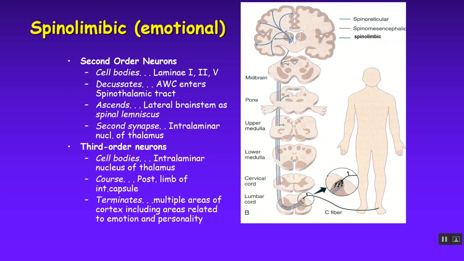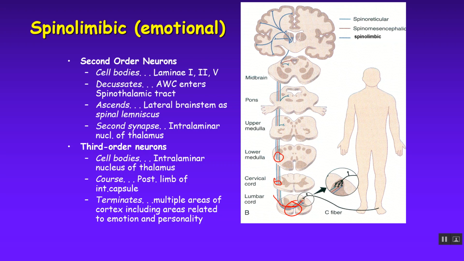The second order neurons, the cell bodies are in that substantia gelatinosa, lamina 1, 2, and 5. Just like the spinothalamic, it crosses that anterior white commissure and enters the spinothalamic tract or anterolateral system of the spinal cord, all running together up through this area.